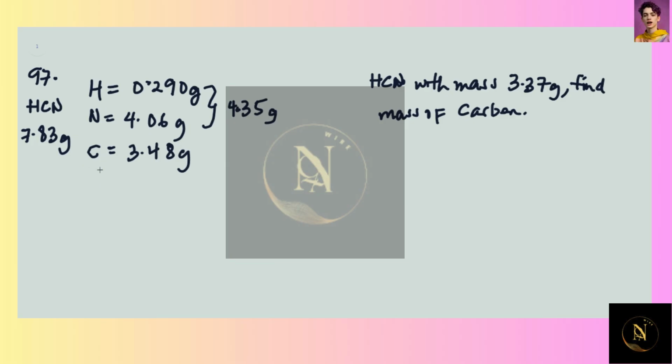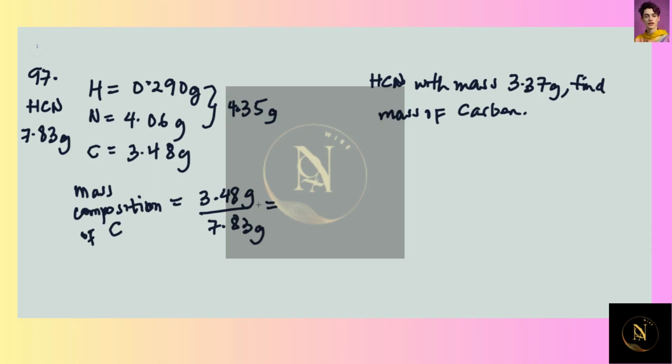So in this sample, we can then determine the composition, that is the mass composition of carbon. And the mass composition of carbon, right? The mass composition of carbon is essentially going to be 3.48 grams divided by 7.83 grams. Now, for solving this, you see that the mass composition is 0.444.